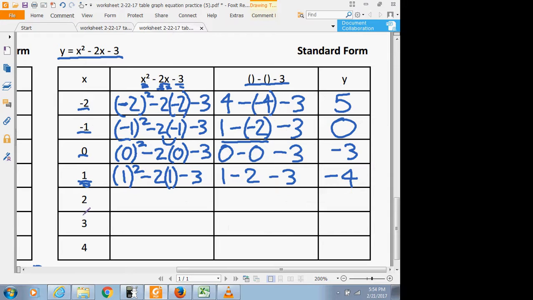Try x equals 2 now. When x equals 2, what does y equal?